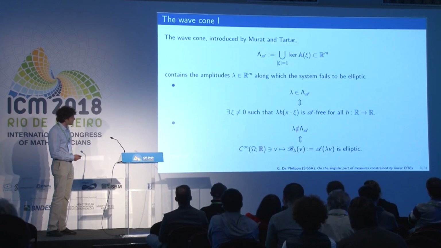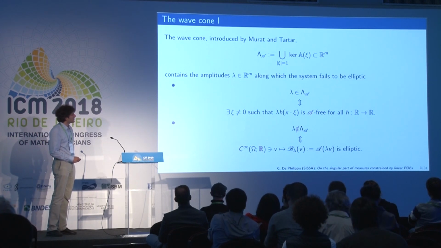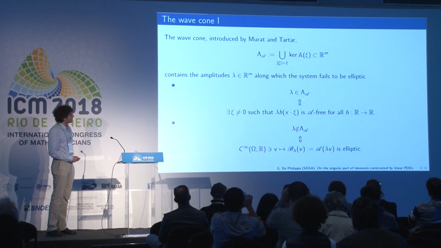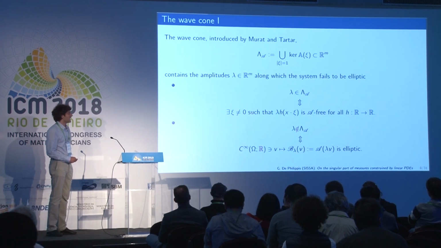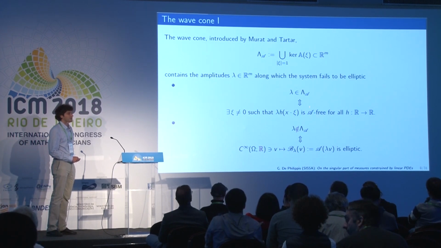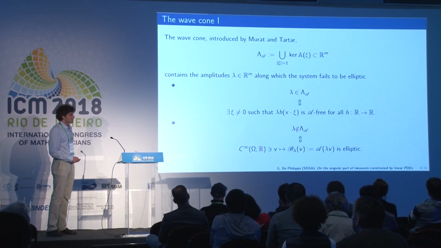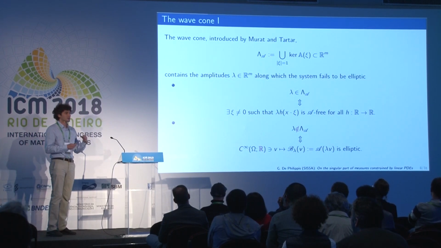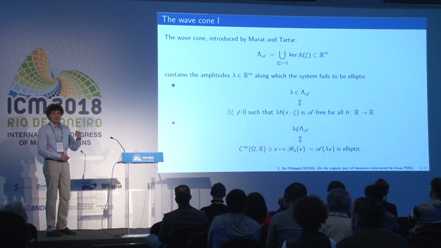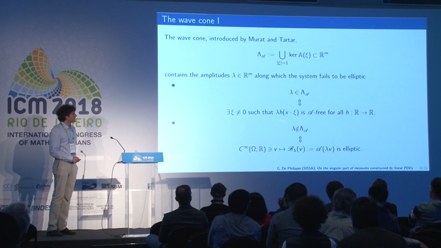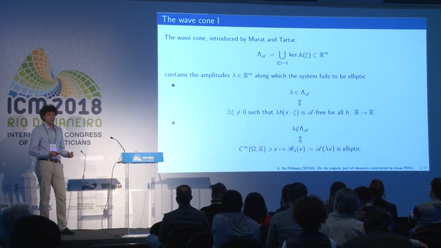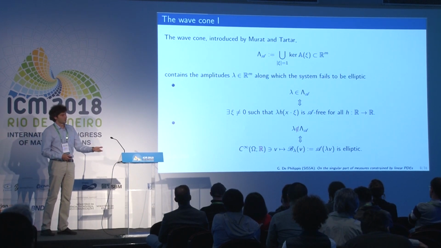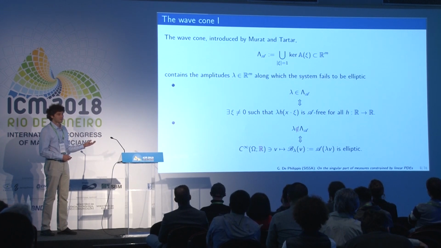And this can be seen, for instance, in two ways, which are both interesting. The first one says that, out of the definition, an amplitude λ is in the wave cone if and only if there exists a non-zero ξ such that, when you look at this particular type of functions, which depend only on one direction, the one parallel to ξ, and take values along another direction, the one parallel to λ, then this is A-free, no matter what the function h is. So in a sense, you see that this should be related to the loss of ellipticity, because ellipticity gives you constraints on your solution, and here there is no constraint at all, okay?